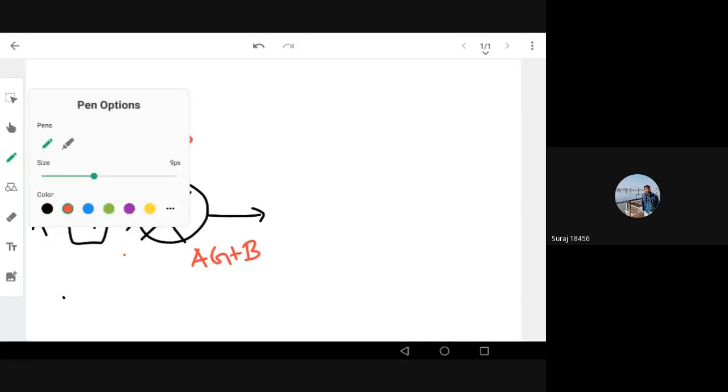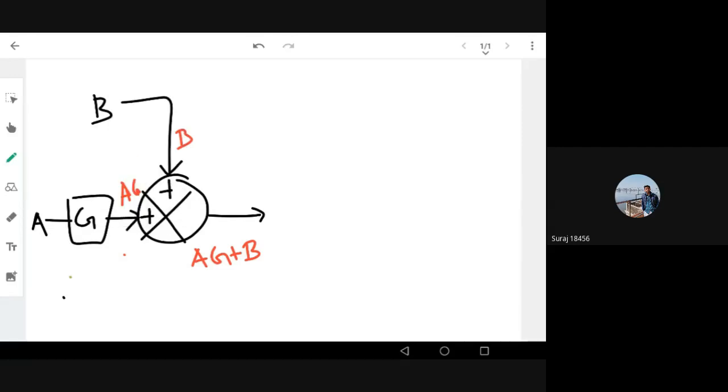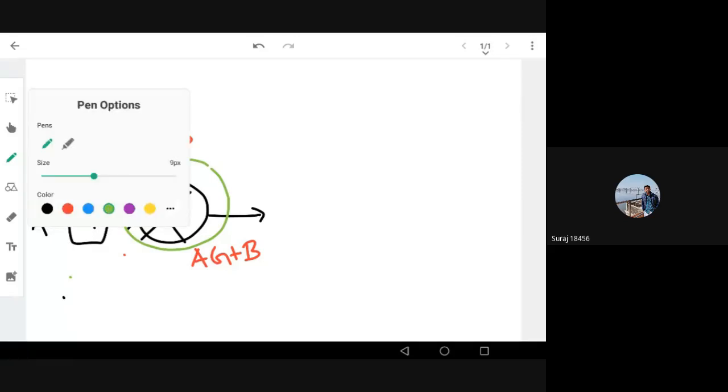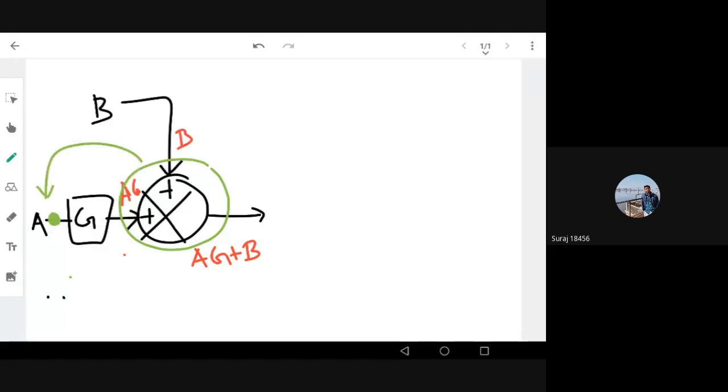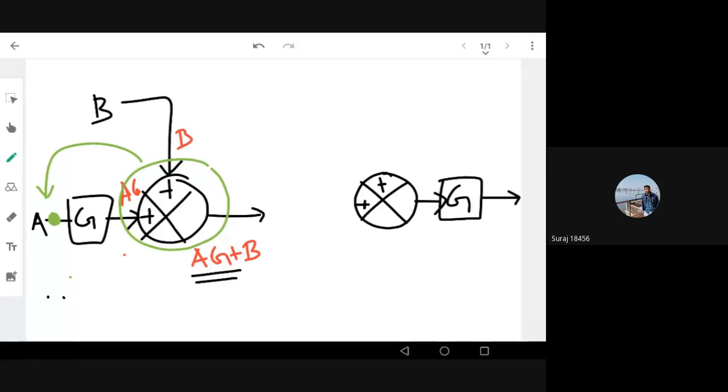Now the point is I need to move the summing block before the gain block here. So what will be the change? You just see the output A into G plus B I need. So if I move the summing block before the gain block, that means after the summing block, I'll be getting the gain block like this. So what will be the change?